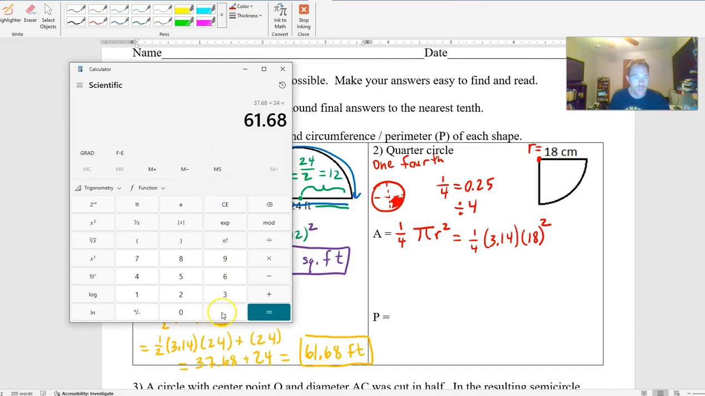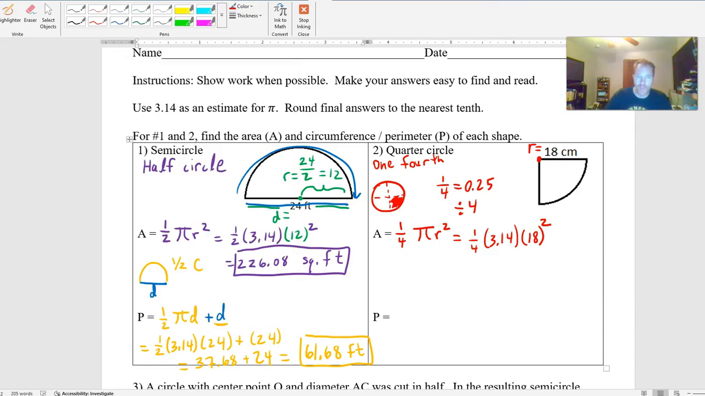So let's see what the calculator says for that. I'm going to do 0.25 as an exact value of 1/4, multiplied by 3.14, multiplied by 18 squared, and that all gives us 254.34. All right. And that is our area. That'd be in square centimeters.